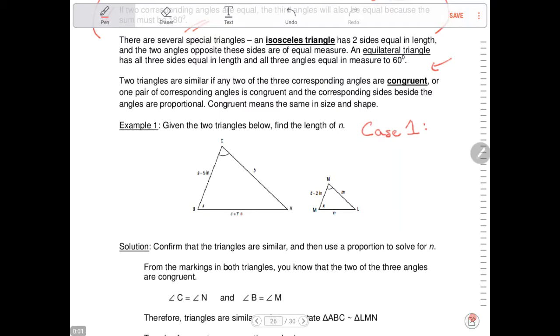Okay, I'm back here again. I just wanted to explain this because I do find this paragraph right here to be a little bit wordy. It's talking about how you know if two triangles are similar.